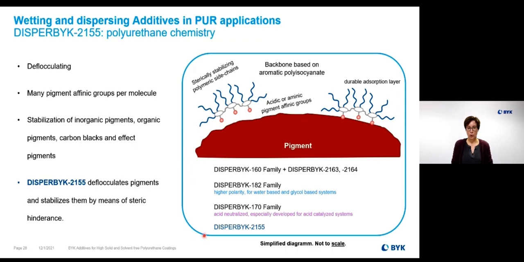Here in this box, you see the different product families out of our polyurethane chemistry. So there's the 160 family, the 182 family, the 170 family, and as mentioned, the 2155.